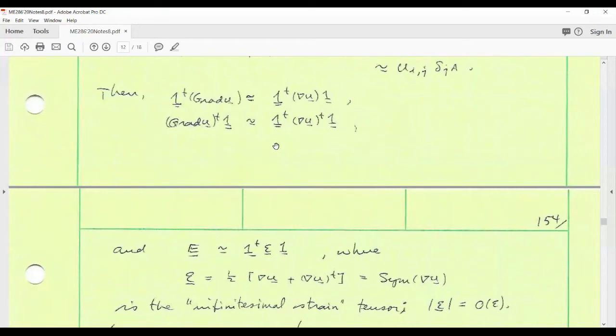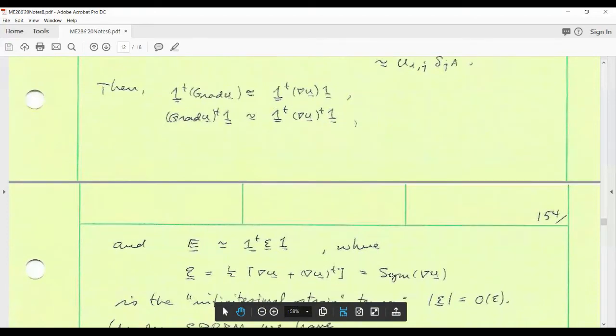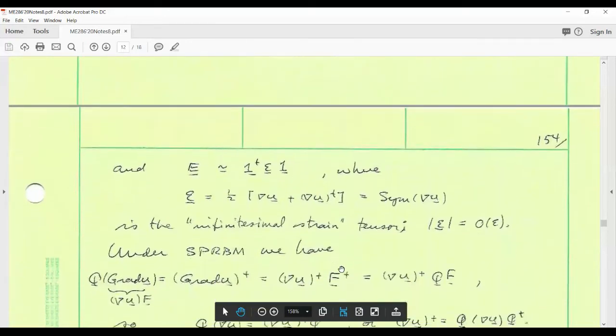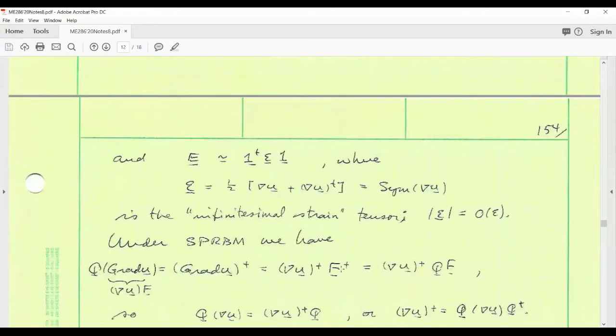When we do that, we can factor out the one transpose on the left, the one on the right, and in between we get the symmetric part of the spatial displacement gradient. And that's called the infinitesimal strain tensor. And conventionally, in the literature, say in linear elasticity, for example, you'll see people writing this equation without the shifter.